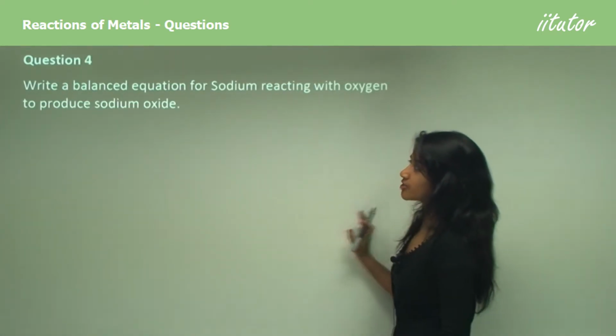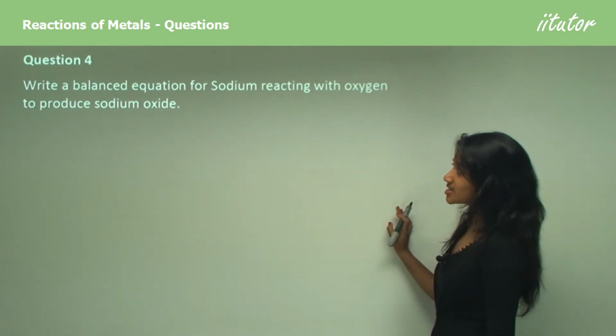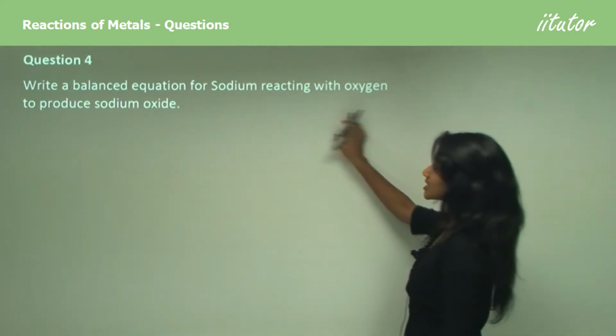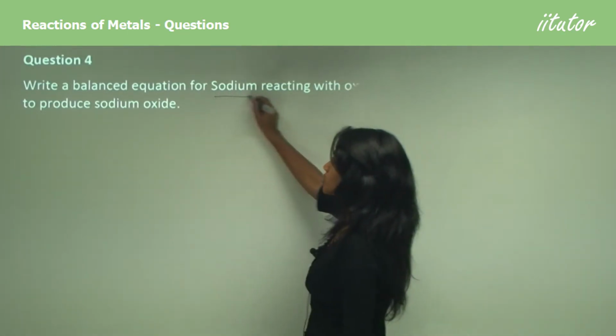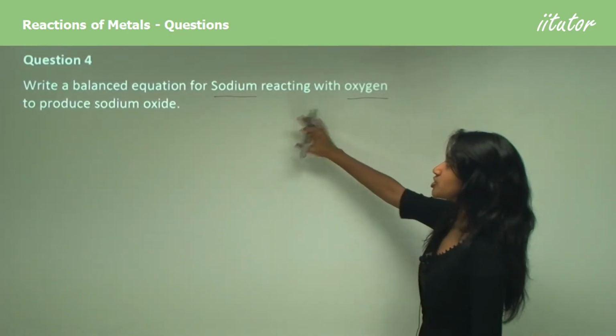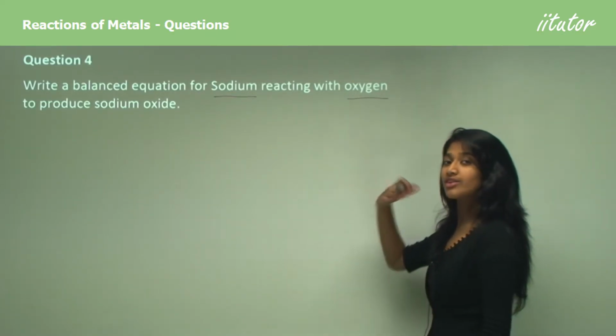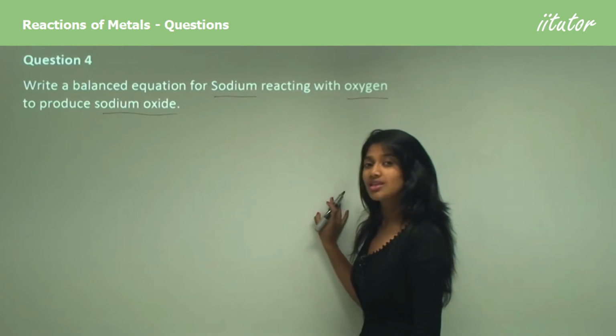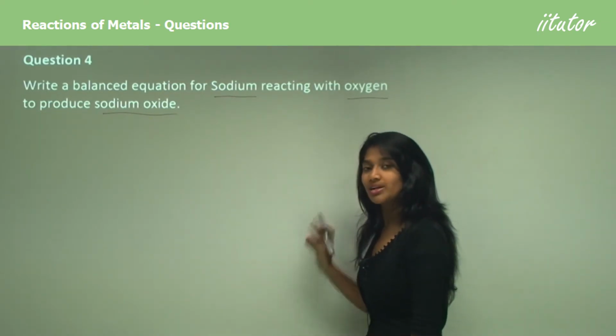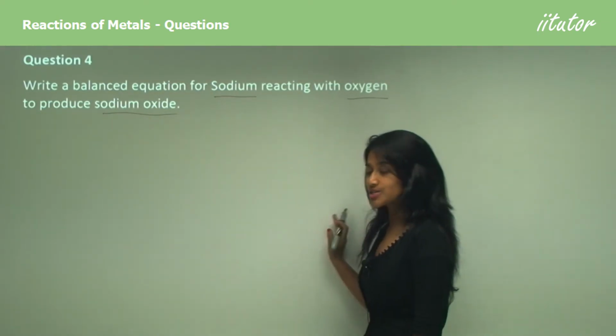Now moving to question 4, it says write a balanced equation for sodium reacting with oxygen to produce sodium oxide. Now in this case, I would underline these 2 words, sodium and oxygen, because those are our reactants and our product is going to be sodium oxide. Now this is a synthesis reaction, but it is undergoing a combustion reaction as well.